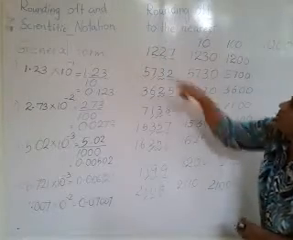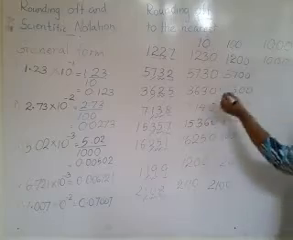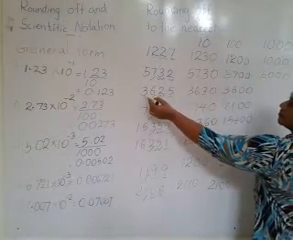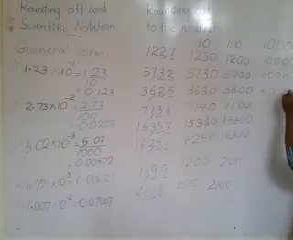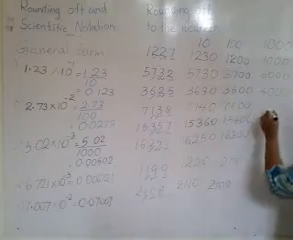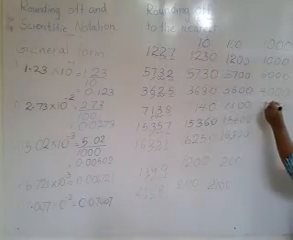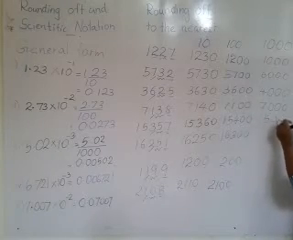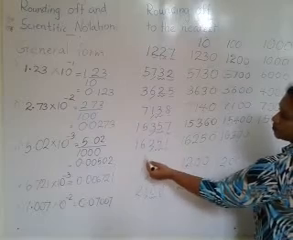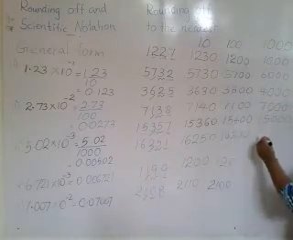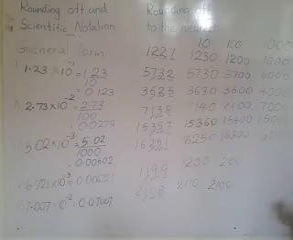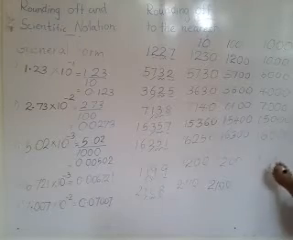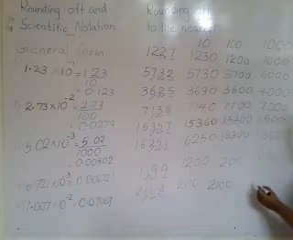2, no change, 1000. 7, changing, 6, 6000. 6, changing, becomes 4, 4000. 1, no change, 7000. 3, no change, 15,000. 2, no change, 16,000. 1, no change, 1,000. Here 1, no change, it is 2,000.